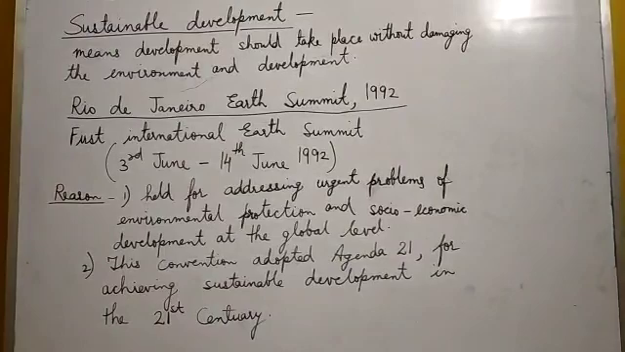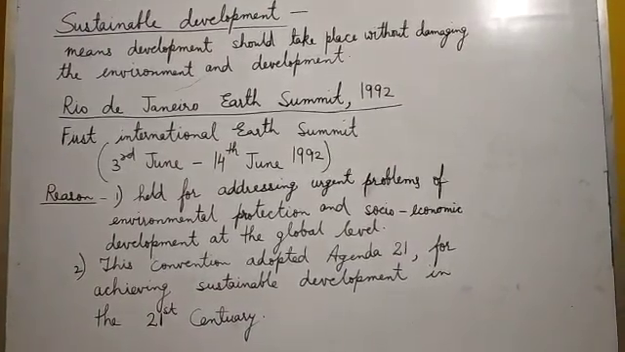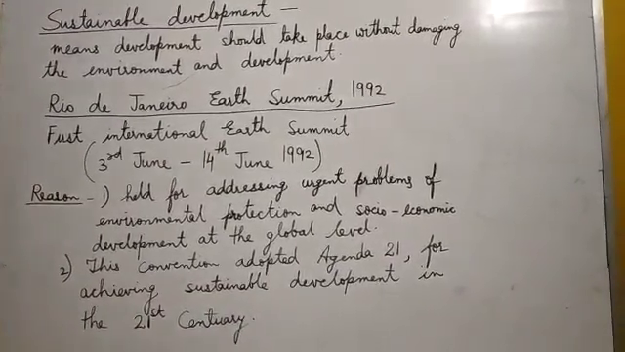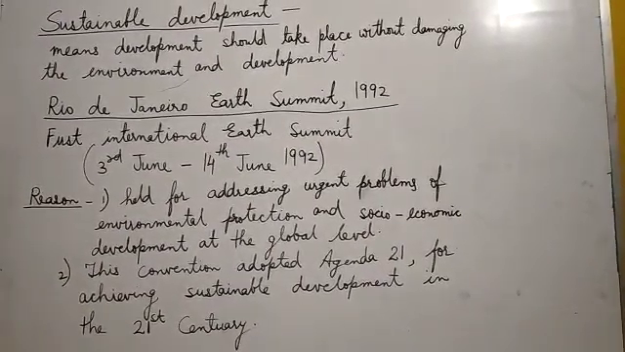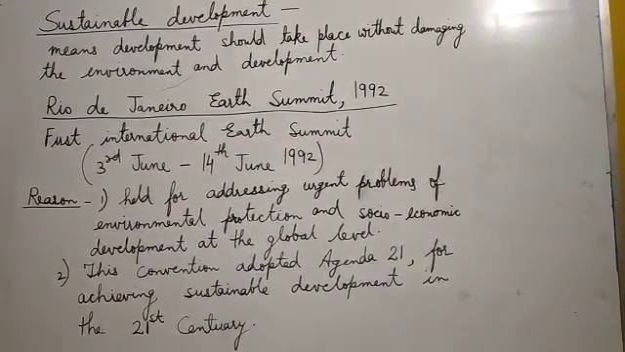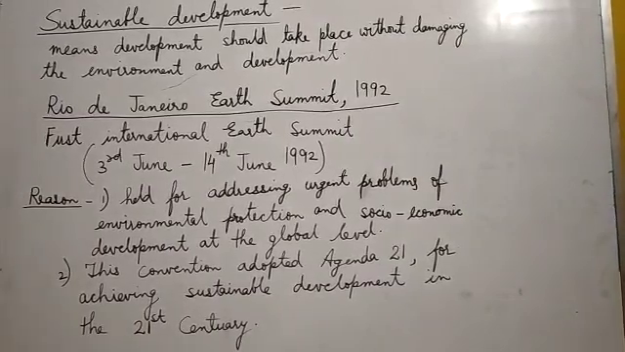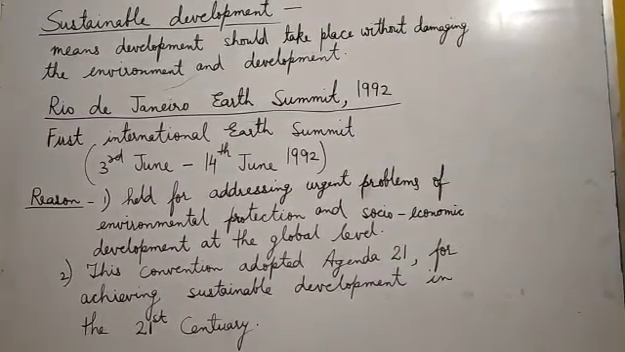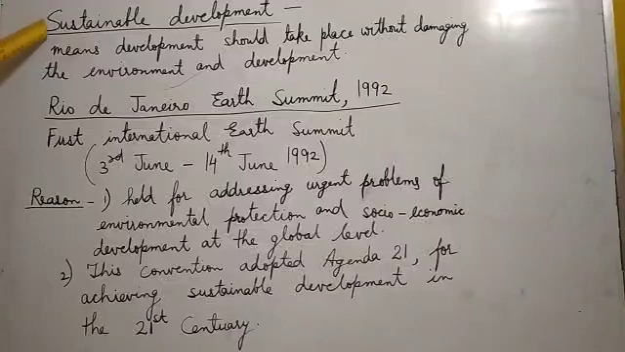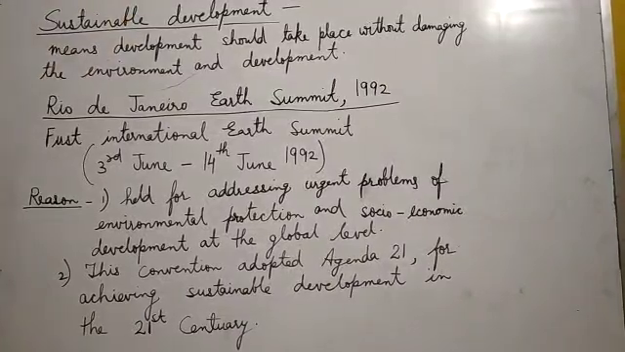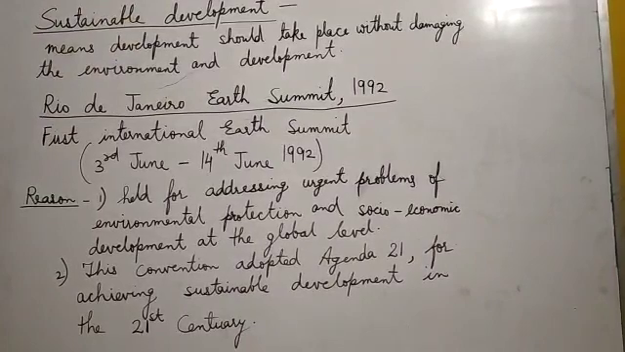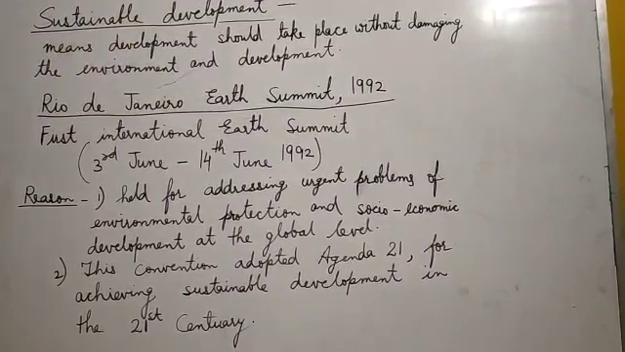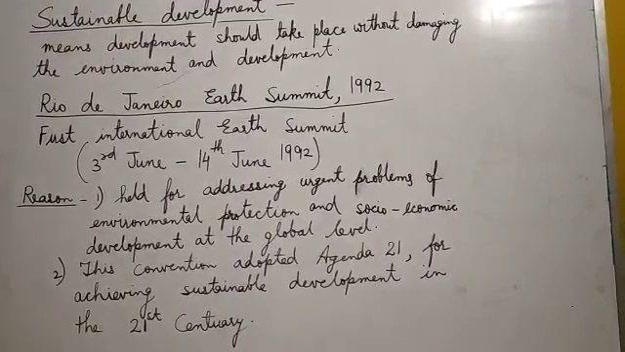So therefore, the proper planning of resources is essential for what? For the sustenance of all forms of life. Because sustenance is more or less linked with sustainable development. So you should know what is sustainable development. This is a kind of development which the world needs.